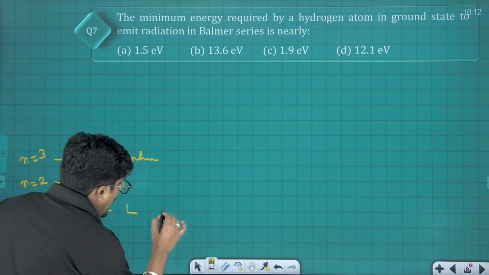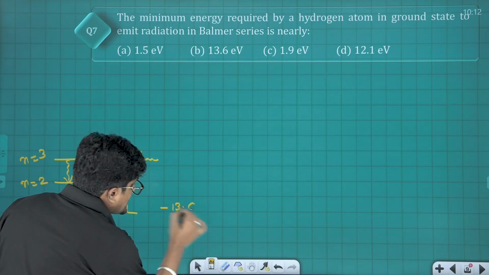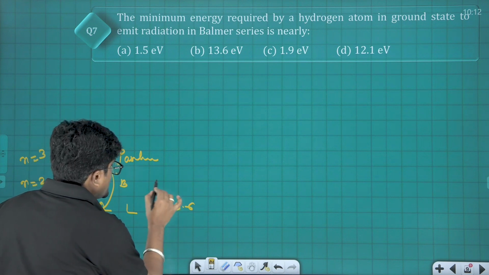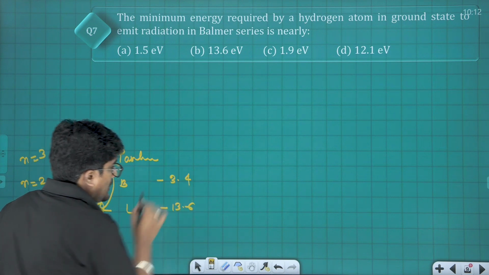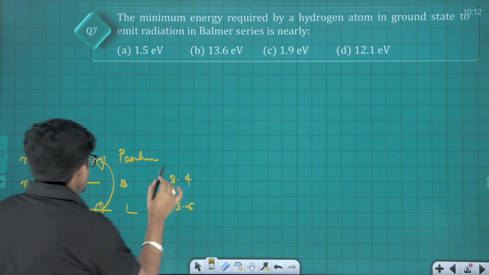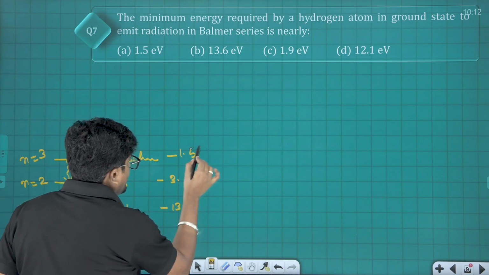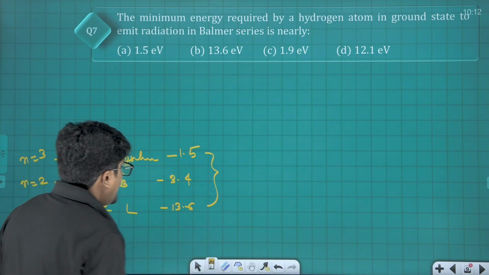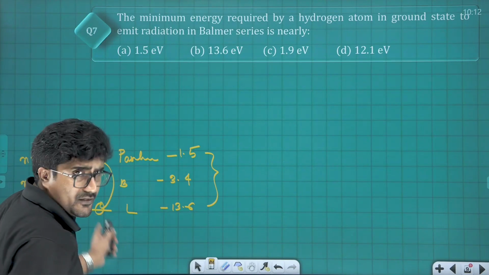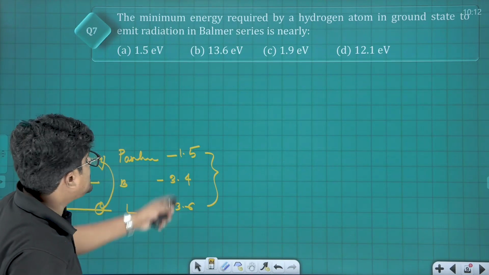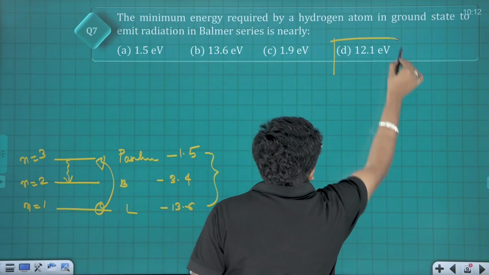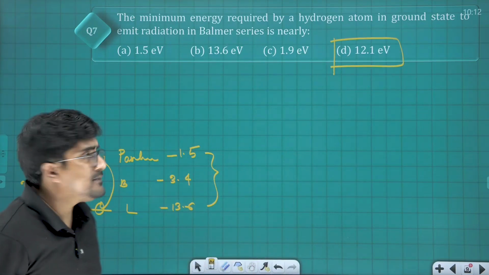At n equal to 1, the energy is minus 13.6, isn't it? And here the energy value is minus 3.4. Alright, and here the energy value is minus 1.5. Fine. Now what about the energy difference? The energy difference to take it from 1 to 3 is going to be 12.1. That means option D needs to be the correct answer in this case.